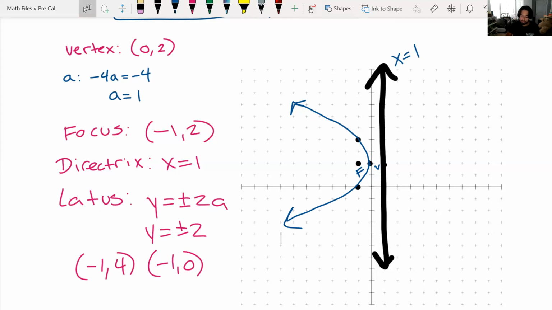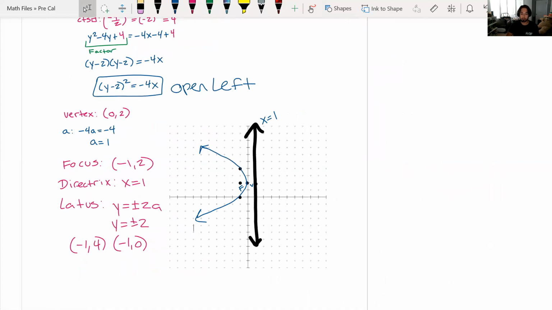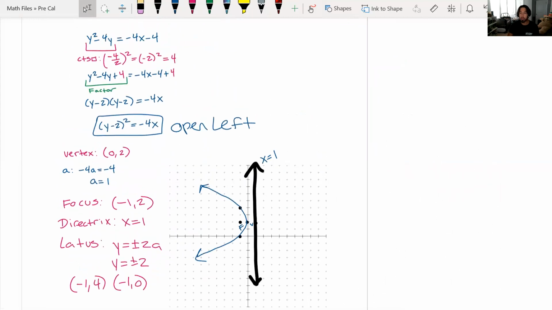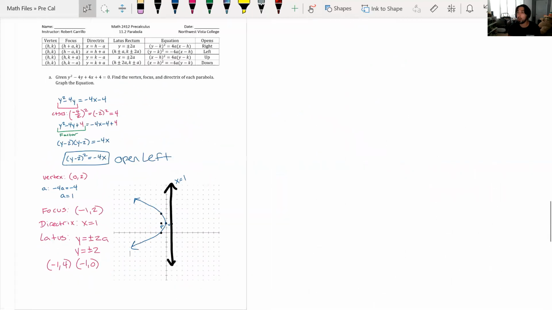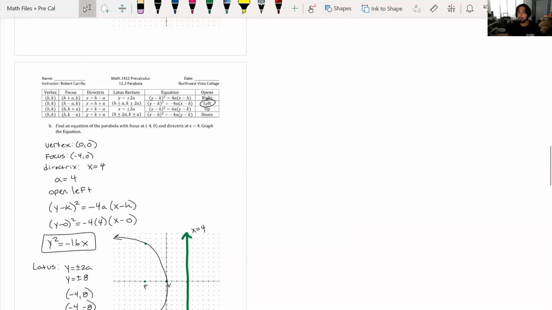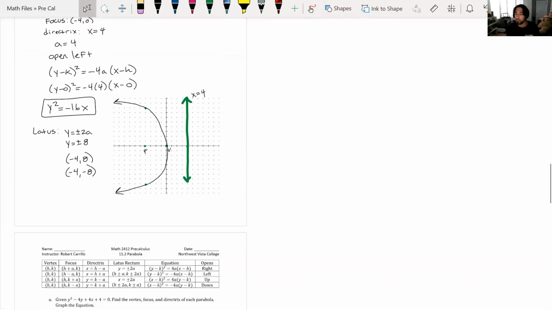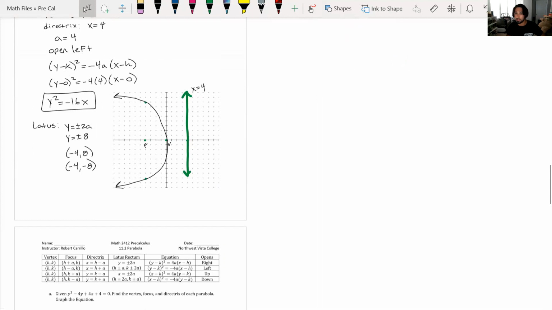There it is. Perfect. Okay, awesome. I'm sorry we only dealt with parabolas that open left or right. But it's going to be the same situation if you're dealing with a parabola that opens up or down. Know your pieces, know your value of a, know how to work your equations, and you will be fine.